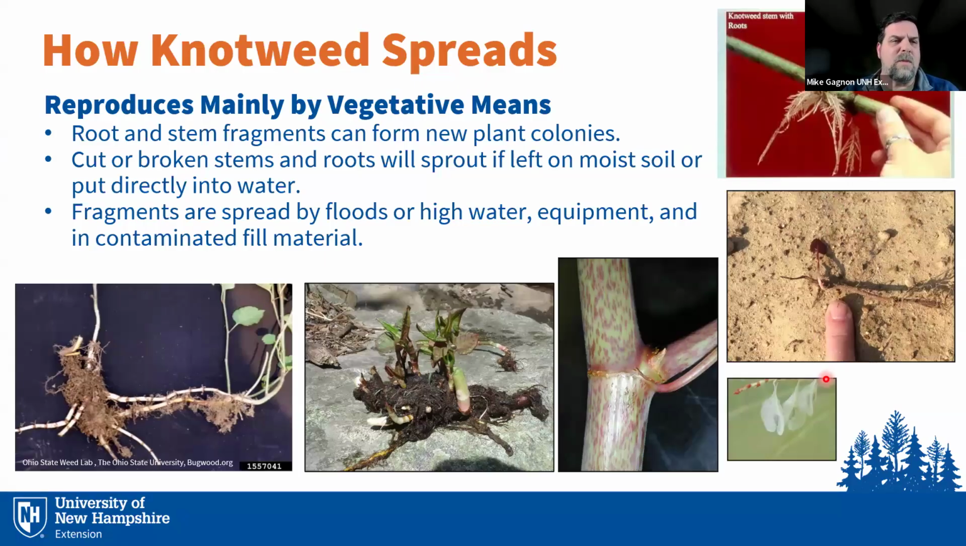So it reproduces mainly by vegetative means, root and stem fragments. They can create whole new colonies, even a little 1/4-inch piece. Cut and broken stems and roots will sprout if left on moist soil, and the fragments are spread by floods, high water, and equipment, or in contaminated fill material that gets moved around.